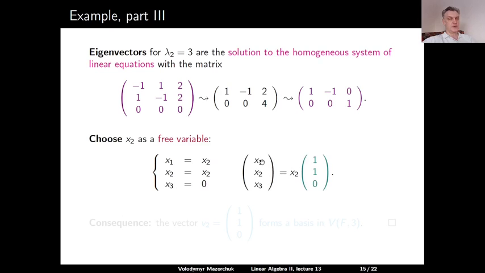So in the vector form, (x1, x2, x3) is equal to x2 times (1, 1, 0). And so the vector v2, which is (1, 1, 0), forms a basis in the subspace of all eigenvectors of f with eigenvalue 3. And this completes the example.